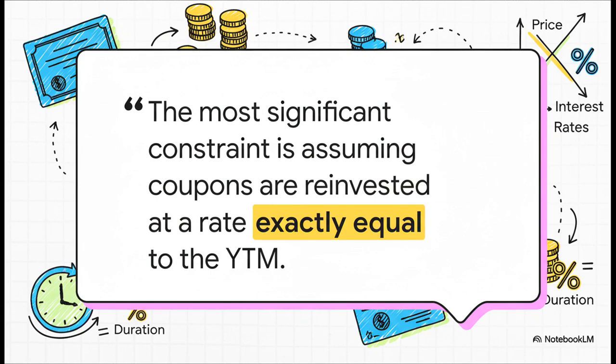It assumes that every single coupon payment you receive over the entire life of the bond can be immediately reinvested at the exact same rate as the bond's original YTM. Now, in the real world, where interest rates are changing constantly, what are the chances of that happening? Pretty much zero. This is what we call reinvestment risk, and it's YTM's single greatest weakness.